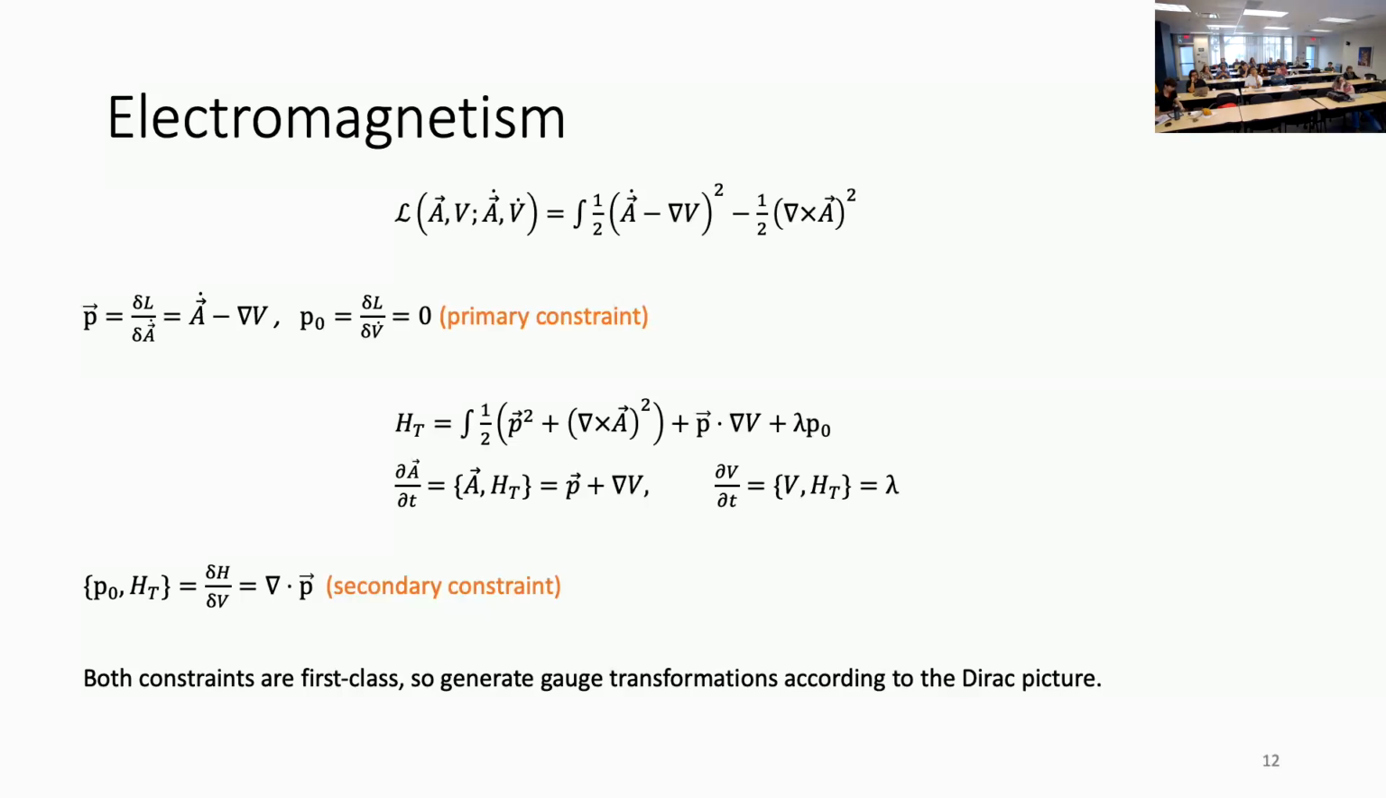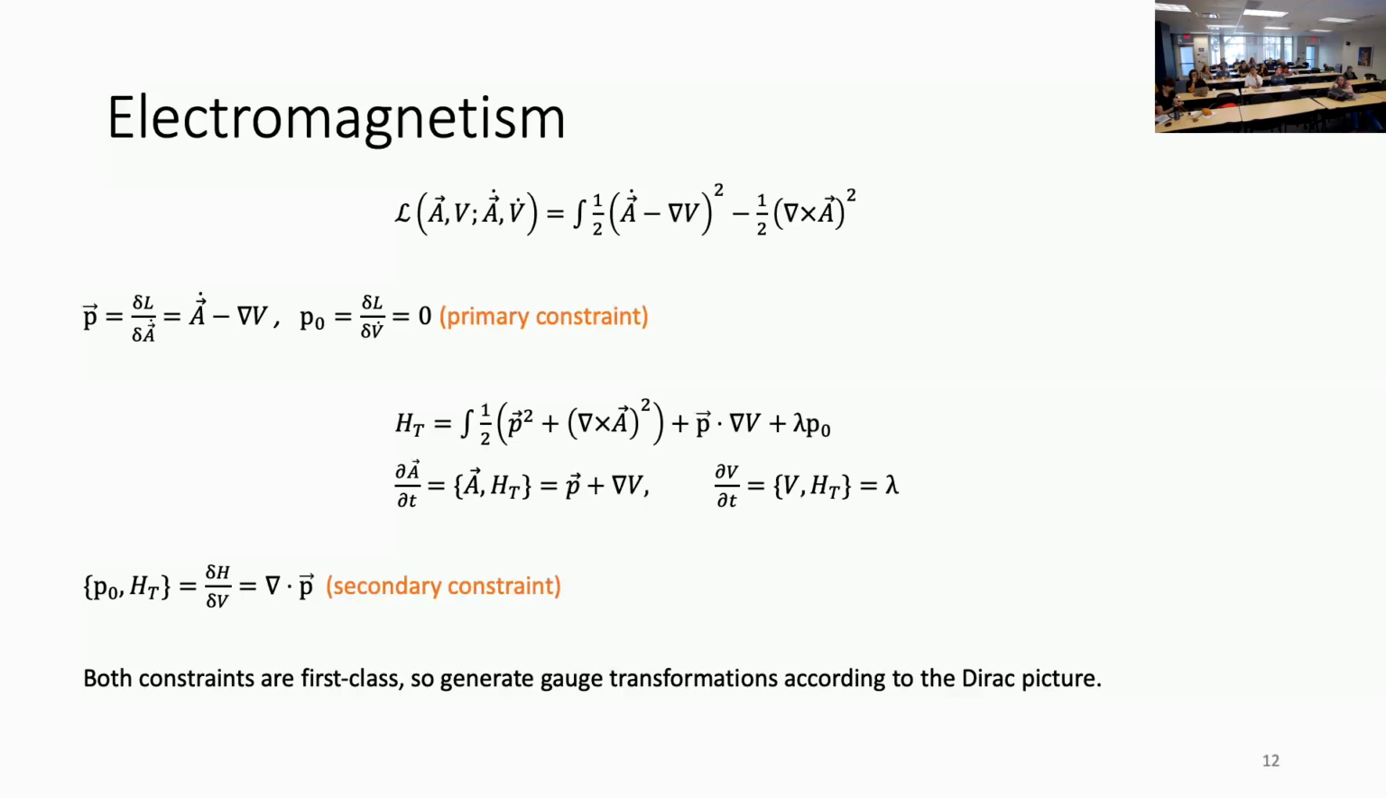And then when we define the total Hamiltonian and consider the primary constraint under the equations of motion, we find in addition that there is a secondary constraint, which is the divergence of the momenta conjugate to A. And we find that both of these constraints are first class. So at least on Dirac's picture, it seems that both of these constraints ought to generate a gauge transformation.